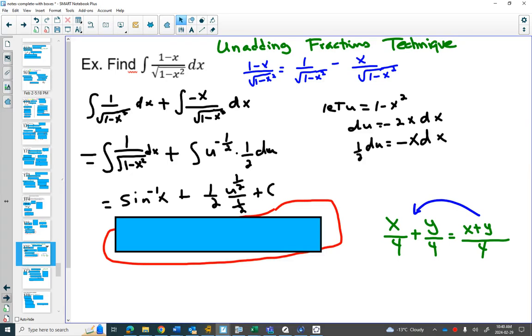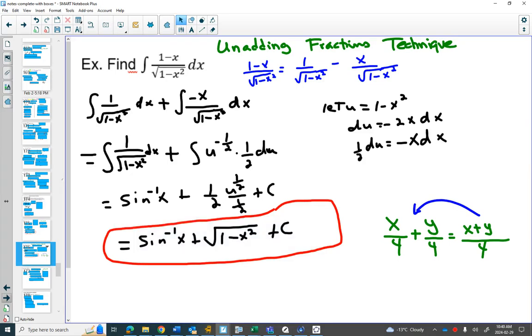And then, of course, we could substitute back. The 1/2 and the 1/2 cancel out. U to the 1/2 is the square root of 1 minus x squared. And so by unadding fractions, we get things to match up. So I'm going to get you to try the next one on your own.